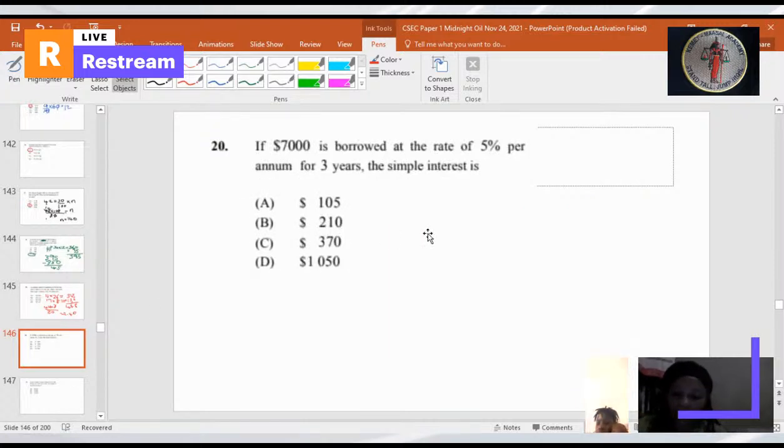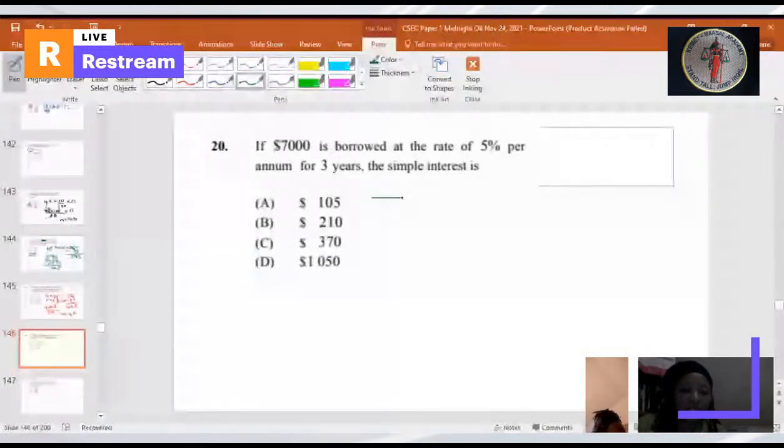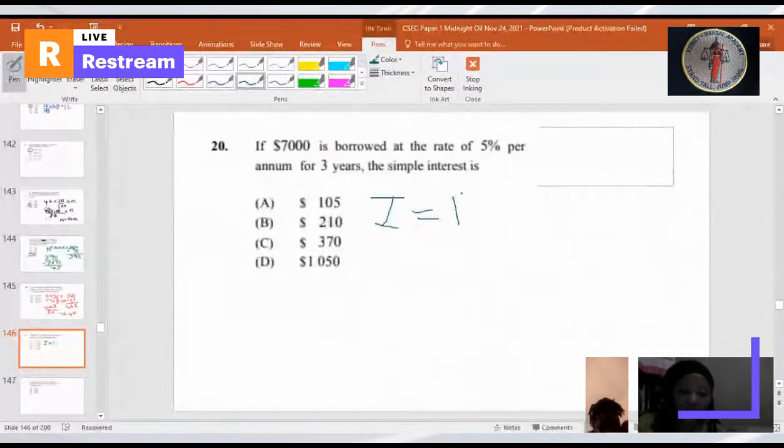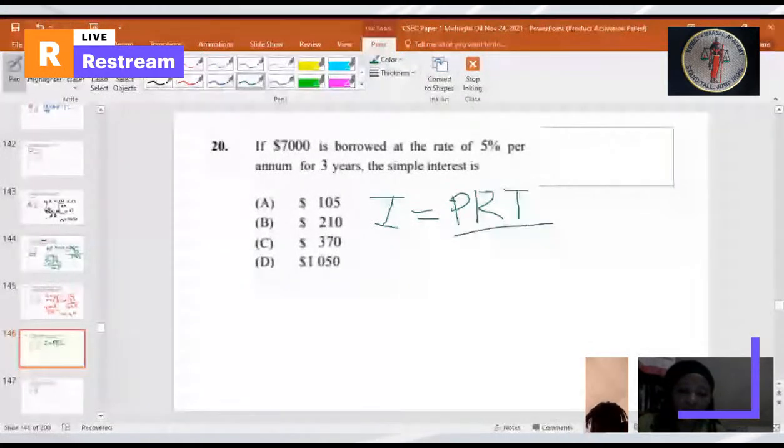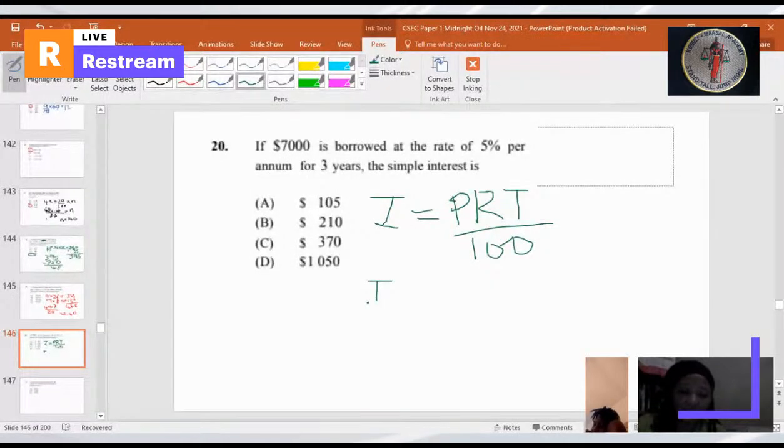Can you read number 20, please? Okay, miss. Number 20. If $7,000 is borrowed at the rate of 5% per annum for 3 years, the simple interest is. All right, so how do we work simple interest? The formula for simple interest is the principal times the rate times the time, divided by 100. Yes, miss. All right, so the principal here is the amount that is borrowed. So that's 7,000.